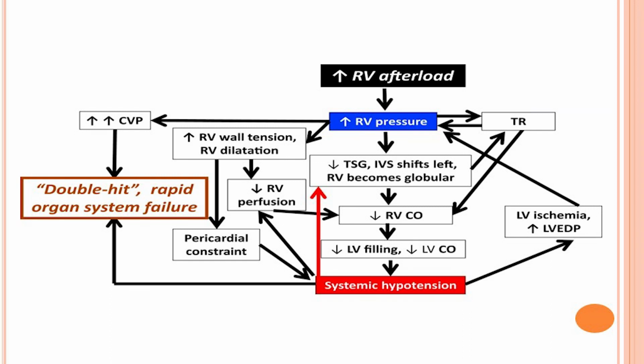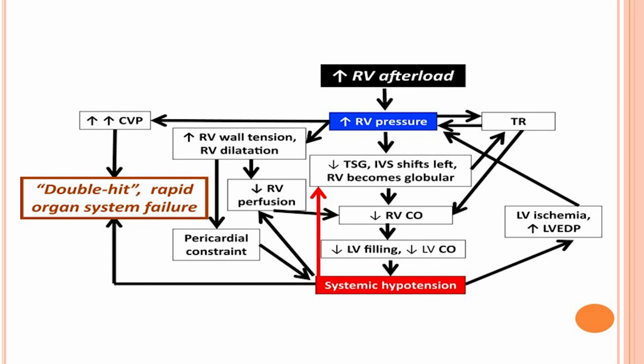There will be an intraventricular shift, and the RV becomes globular. So there will be a decrease in the RV cardiac output. It will cause decreased RV filling and decreased LV cardiac output, and ultimately it is going to lead to systemic hypotension. And more or less it is a vicious cycle. When there is systemic hypotension, again there will be an increase in the LV end-diastolic pressure, LV ischemia, and again it is going to cause an increase in RV pressure.